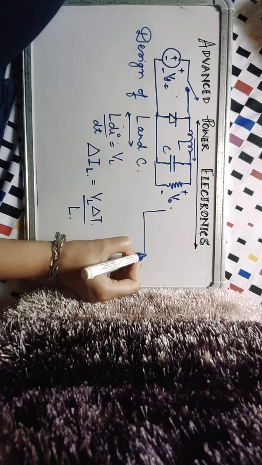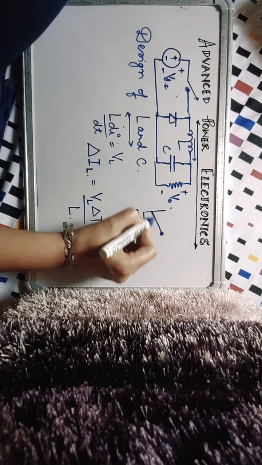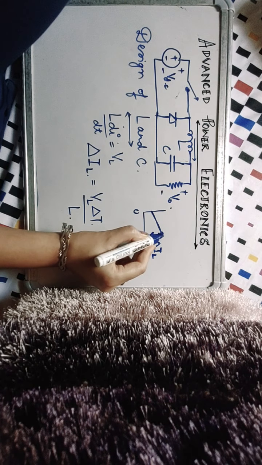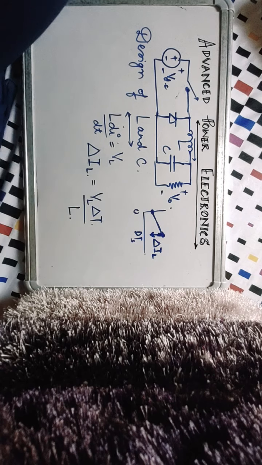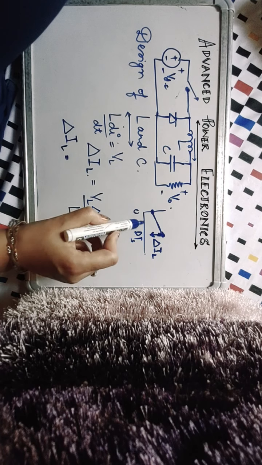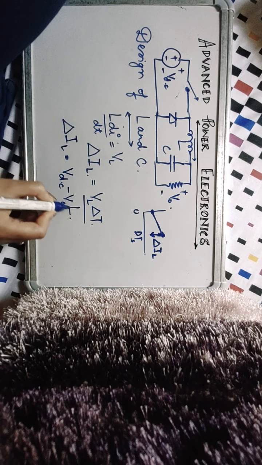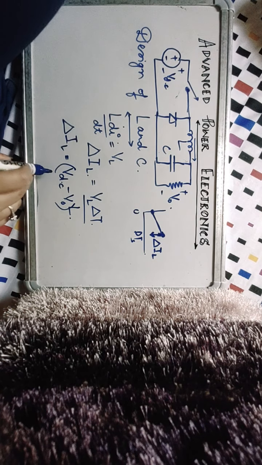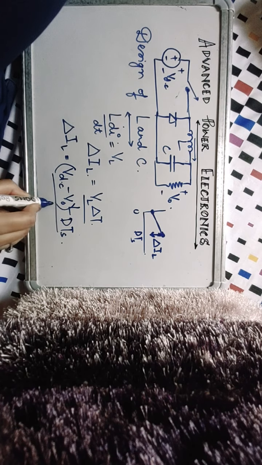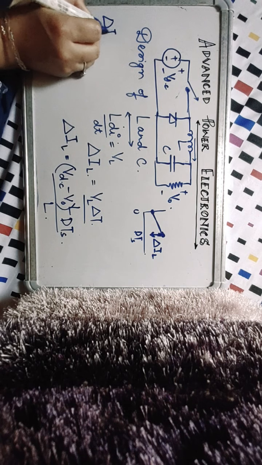You can say take the interval 0 to DTs, where the inductor current was rising and it rose to its maximum ripple. Let's call that ripple delta IL, the peak to peak ripple, this peak to this peak. So this delta IL is equal to the voltage across the inductor in that interval, and that was VDC minus V0 if we take the first interval. You can also take the second interval, it doesn't matter. Delta T was DTs, and then you have L.